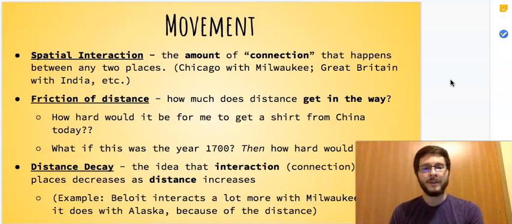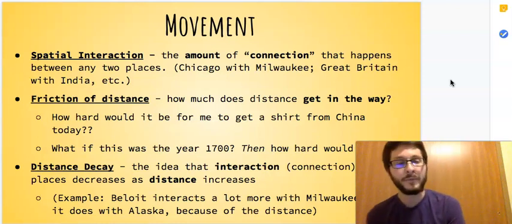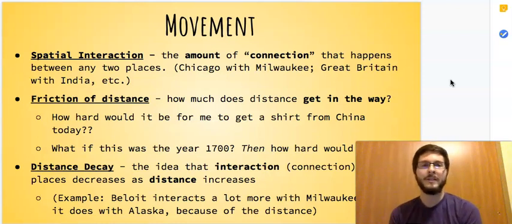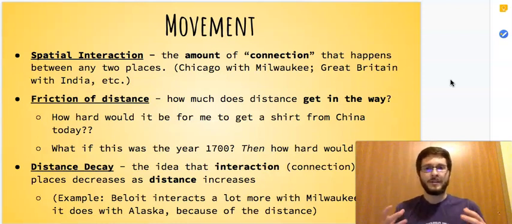The first vocab term we're looking at is called spatial interaction. You see the word spatial, you think about the word space because that's the root of the word spatial. Now we're not talking about outer space. We're not talking about planets and satellites and things like that. We're talking about the way that things are interacting with each other over any given space, any two places around the world.